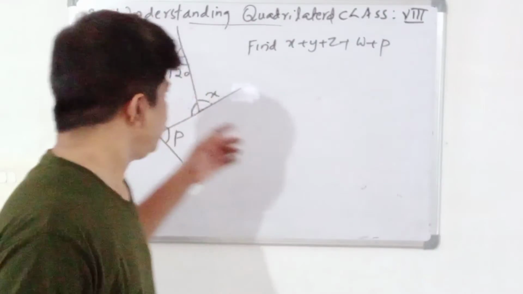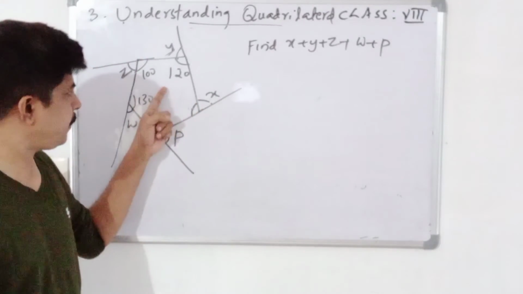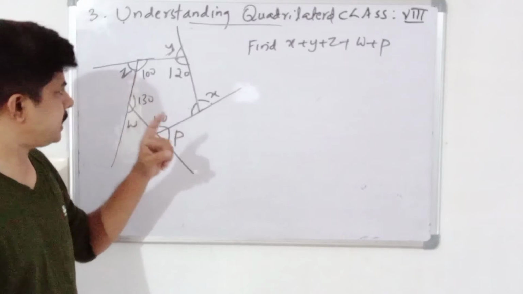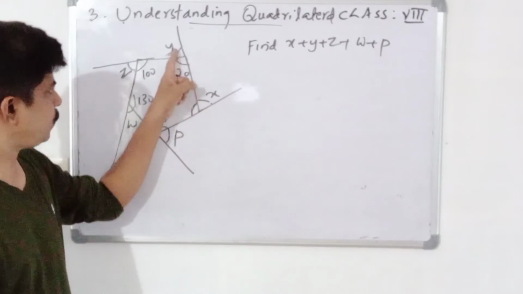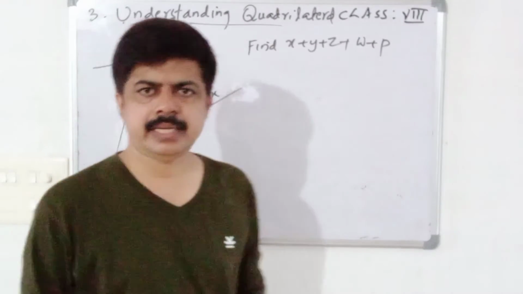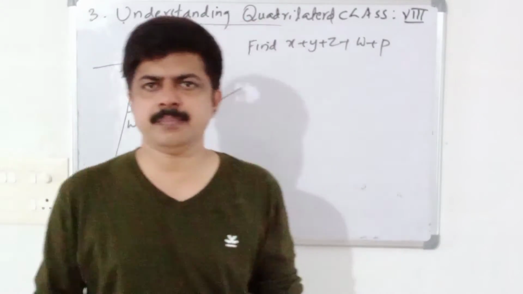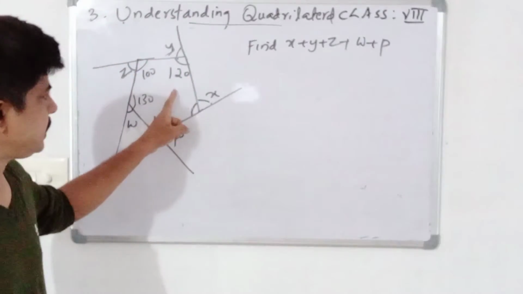Okay, next one. We are given a pentagon. We know that a pentagon is a polygon with 5 sides. We are given some of the exterior angles x, y, z, w, p. They are the exterior angles. We already learned that the sum of the exterior angles of any polygon is 360. Any polygon, the sum of the exterior angles is always 360.